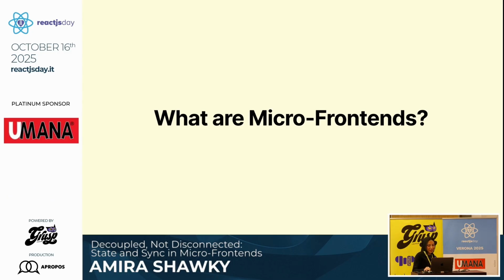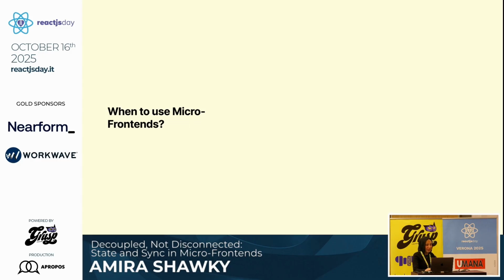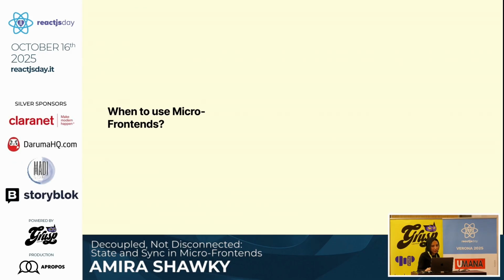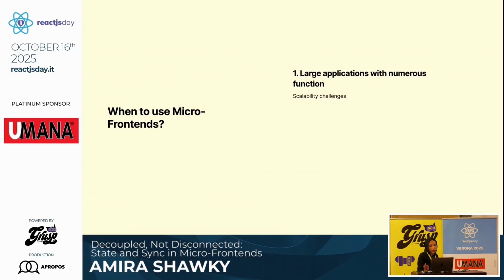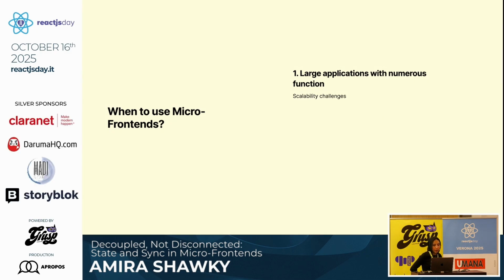So when do we use them? There are quite a few reasons to use micro-frontends, but mainly we should consider them when we're dealing with a large application with numerous functions. As the application grows, it often encounters scalability challenges, and micro-frontends offer a solution by allowing you to scale specific modules independently and ensuring your application remains responsive.